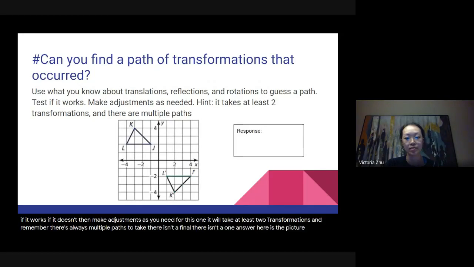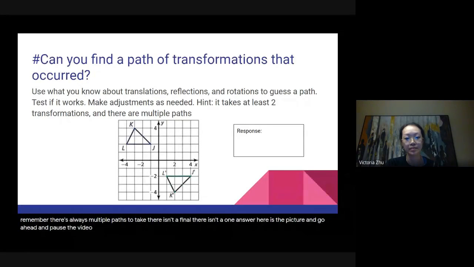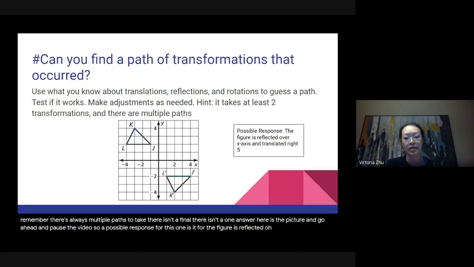Here is the picture, and go ahead and pause the video. So a possible response for this one is the figure is reflected over the x-axis and translated right 5. Test if that works. It should. Did you find another one?